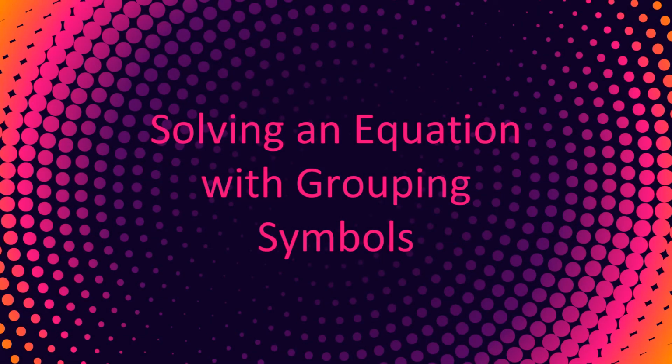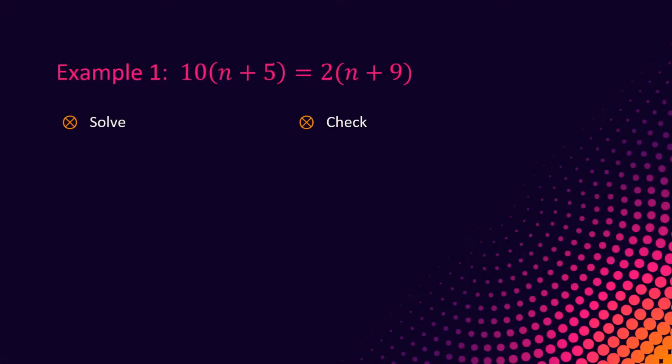Today I'm going over how you can solve any equation that has grouping symbols in it. We're going to start with this first example. And really what's happening is now we have both grouping symbols and variables on both sides. So where do we even start?